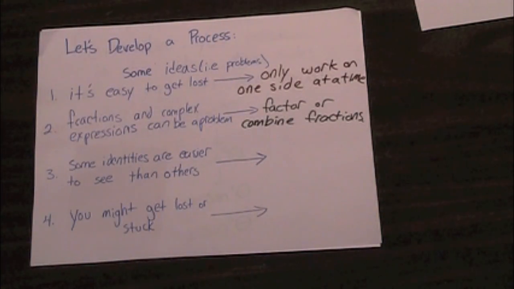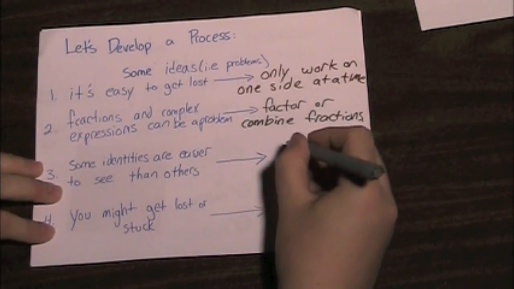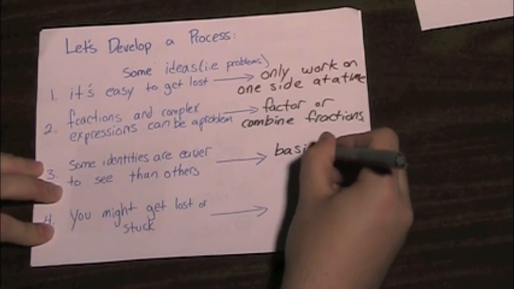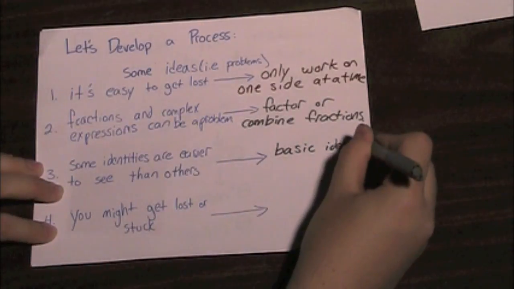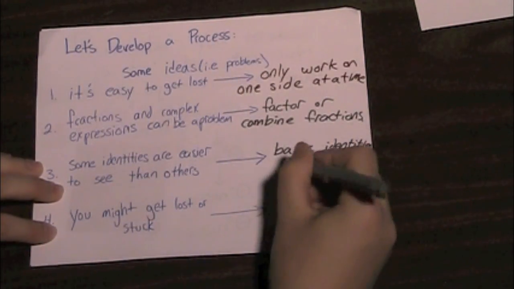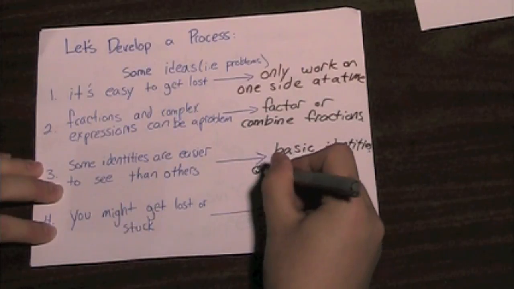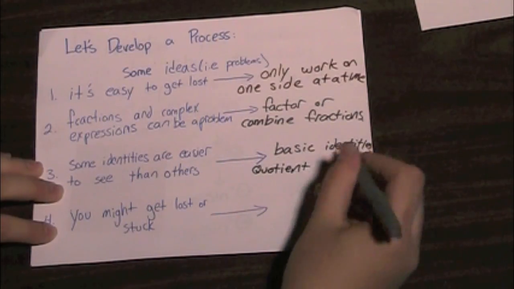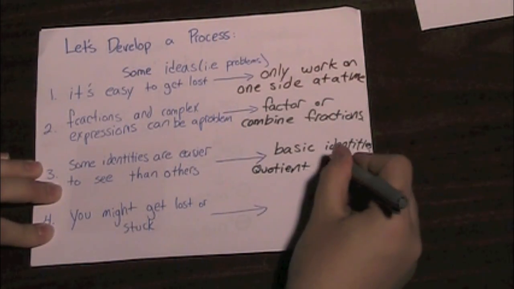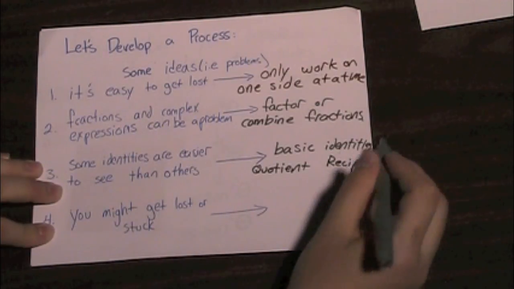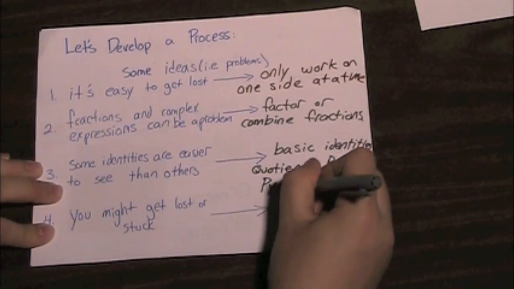Some identities are going to be easier for us to see than others, especially as we move on in this exploration. We're going to see some identities that are really difficult for us to remember and for us to recognize. So a really good thing to look for are our basic identities, which include our quotient, our reciprocal, and our Pythagorean.